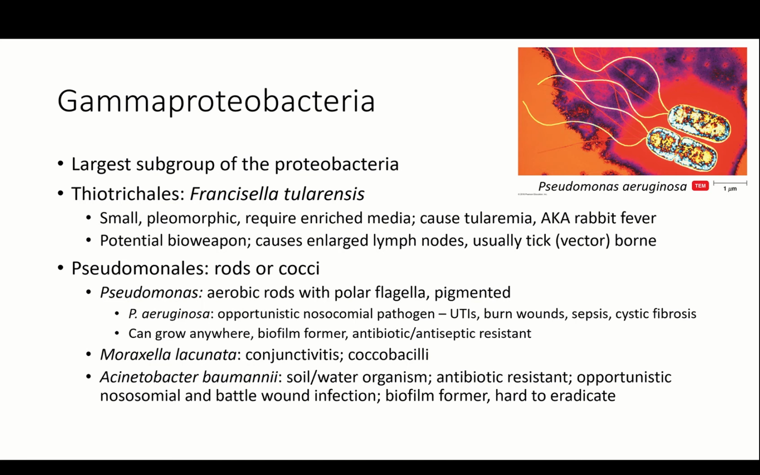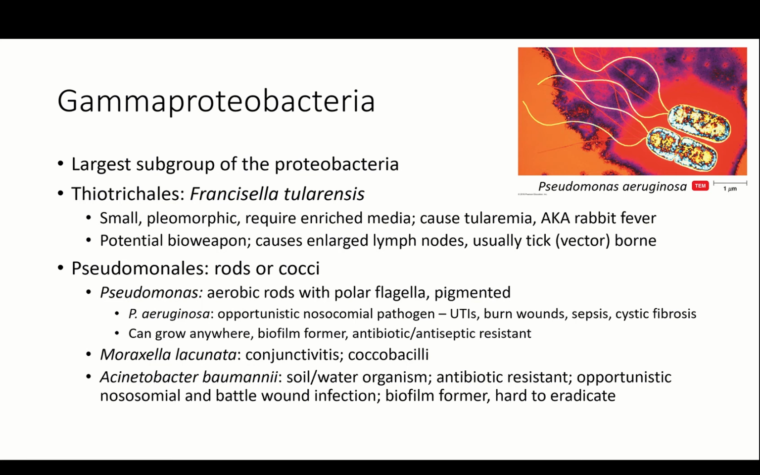The disease it causes is called tularemia, which is also known as rabbit fever. It is considered a potential bioweapon. It's usually transmitted through ticks, so it's a vector-borne disease. And you'll notice when we get to it that it causes very enlarged lymph nodes.